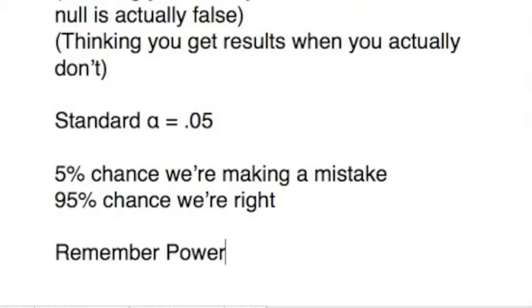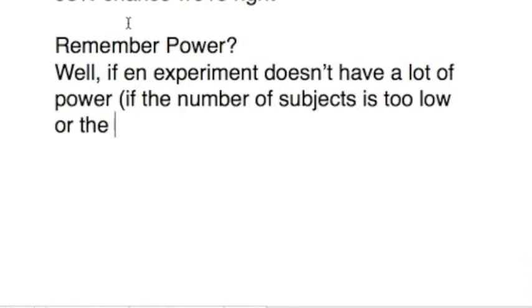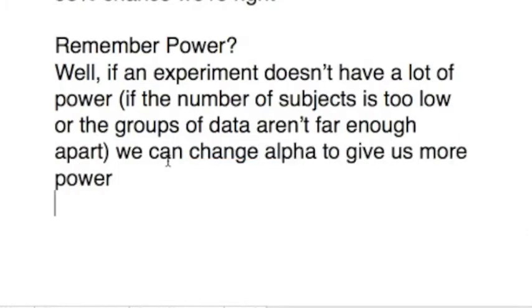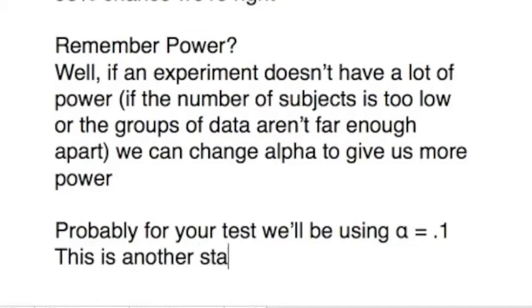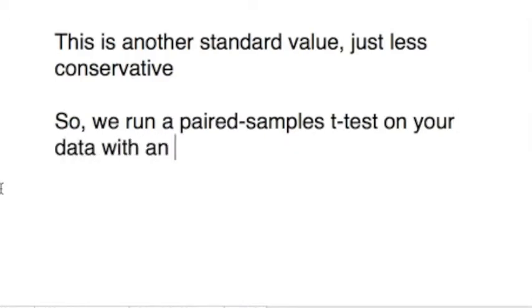Okay, now bringing power into this from last time. If an experiment doesn't have a lot of power, which is usually dependent on the number of subjects you have and how far apart your groups of data are or aren't, we can adjust alpha to increase power. In this case, I would change alpha to 0.1. It's slightly less conservative, but that's a good thing because for you, I want to make sure we get results and we don't just do all this math and not get any significant results. So with an alpha of 0.1, we can run a t-test.